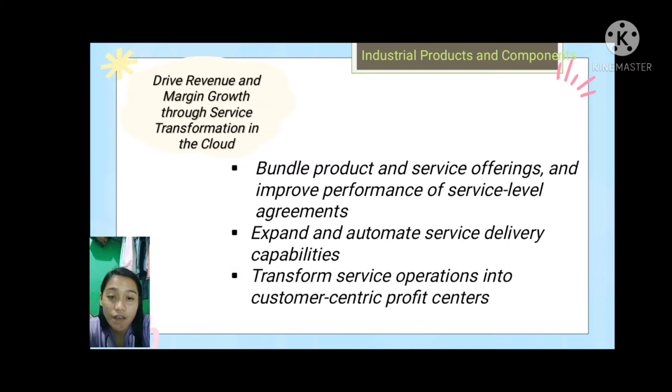Drive revenue and margin growth through service transformation in the cloud. Bundle product and service offerings and improve performance of service level agreements. Expand and automate service delivery capabilities, and transform service operations into customer-centric profit centers.